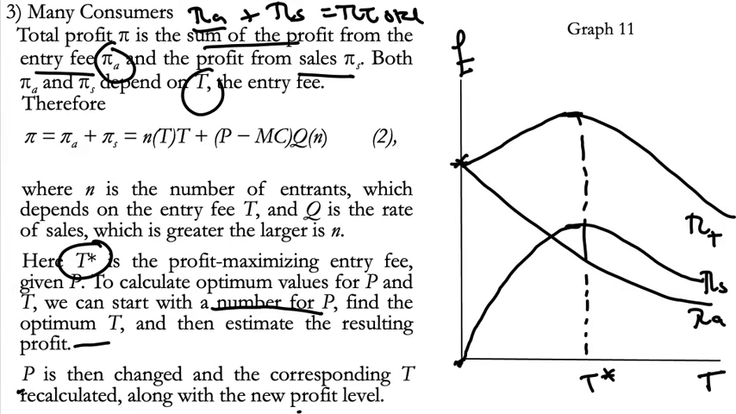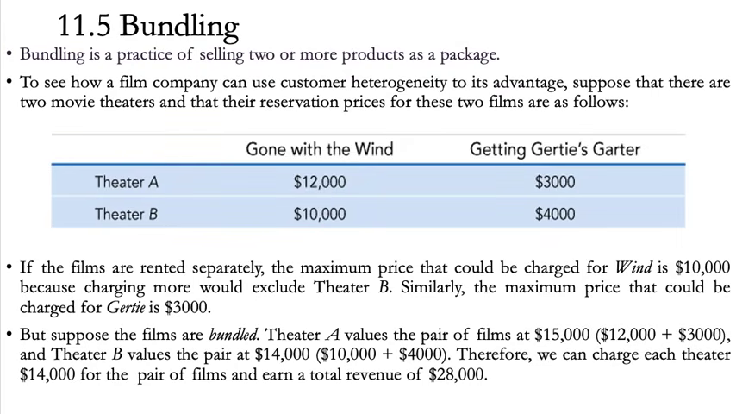Next, we want to move to bundling. What is bundling? Bundling is a practice of selling two or more products as a package. But why does bundling exist in the market? Usually a company can use customer heterogeneity to its advantage. What kind of customer heterogeneity?